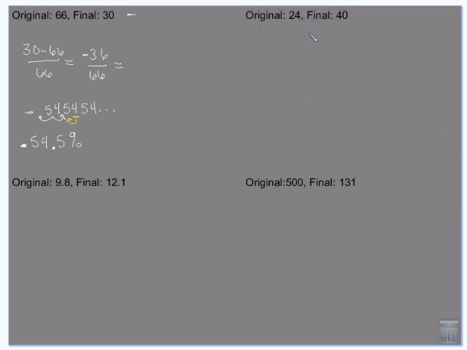Okay, original to final, I'm going up, so it's a percent increase, so it's going to be positive. 40 minus 24 divided by 24. That's the key to remember. You have to divide by the first number, not the second number. So 40 minus 24. It helps if you push the correct buttons on your calculator.